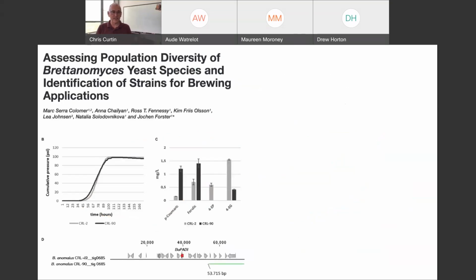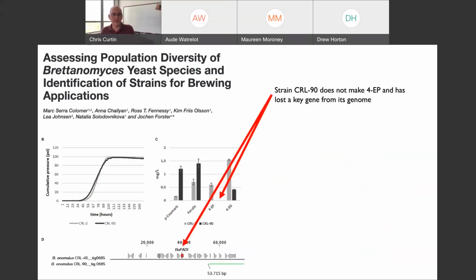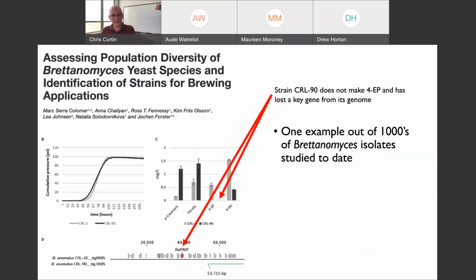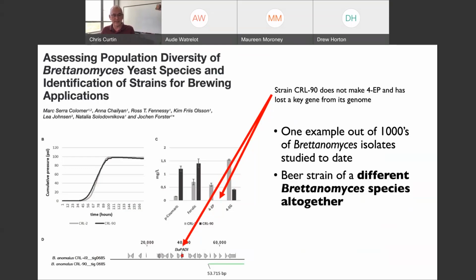So this study was actually mostly to do with beer, and it was a study performed in Denmark, and they found that there was this one isolate, this strain called CRL90, which doesn't make 4-ethylphenol and had a certain gene in its genome deleted that's needed to make 4-ethylphenol. Very interesting. But literally, this is the first time there's any data that suggests that there are any Brettanomyces isolates that don't make 4-ethylphenol. So 1 out of thousands of Brettanomyces isolates that have been studied to date.